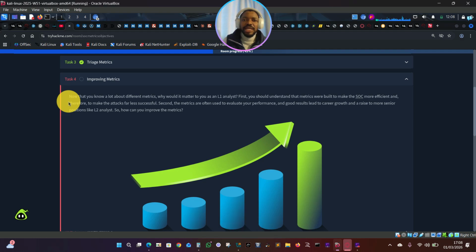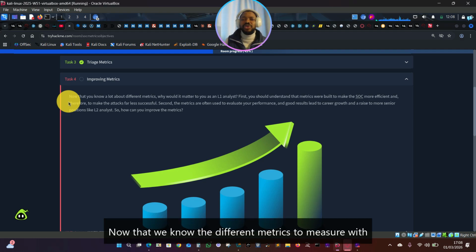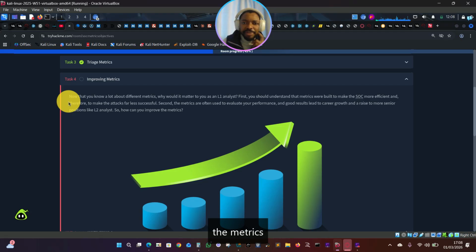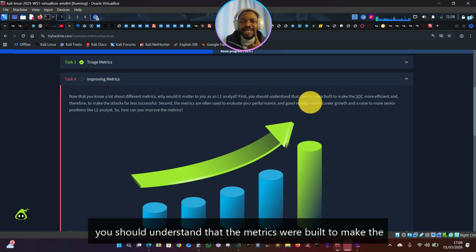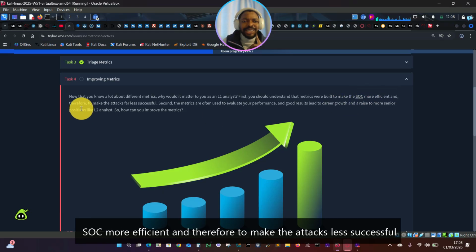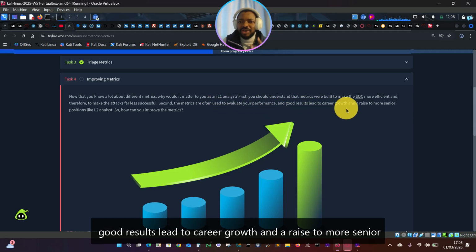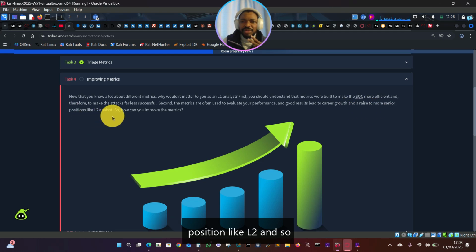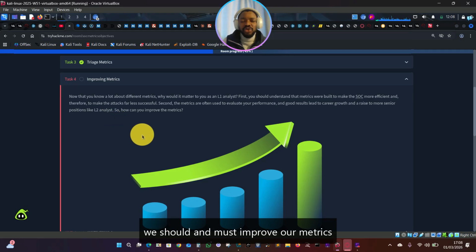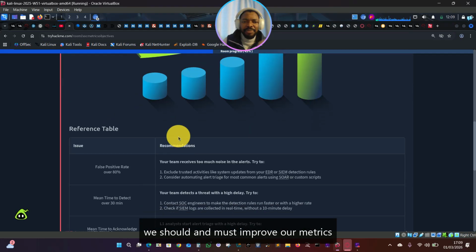Improving metrics. Now that we know the different metrics to measure with, how do we improve the metrics? First, you should understand that the metrics were built to make the SOC more efficient and therefore to make the attacks less successful. Second, the metrics are often used to evaluate your performance, and good results lead to career growth and a raise to a more senior position like L2. And so we should and must improve our metrics.